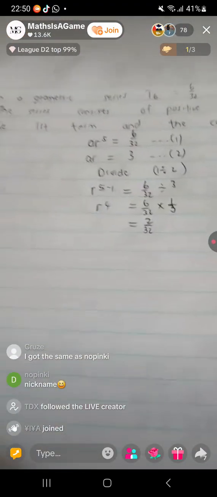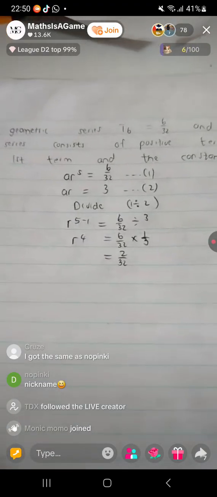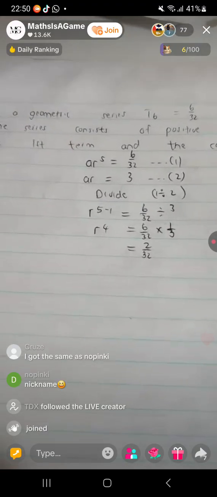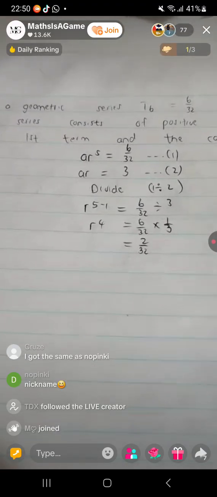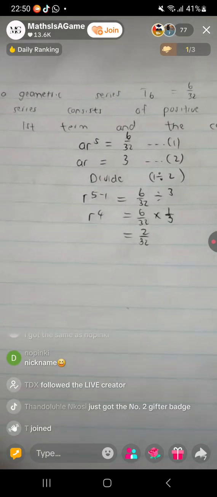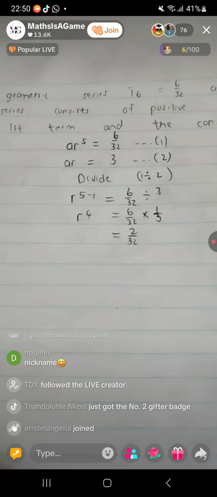Is that correct? 6 over 32 divided by 3, which means 6 over 32 times 1 over 3. 3 goes into 6 2 times. We have 2 over 32. We take the fourth root there, on either side.